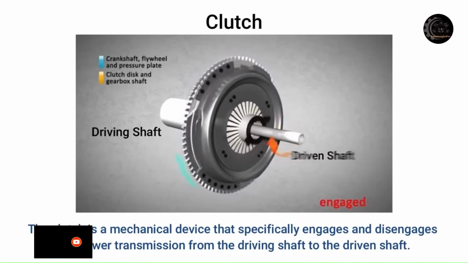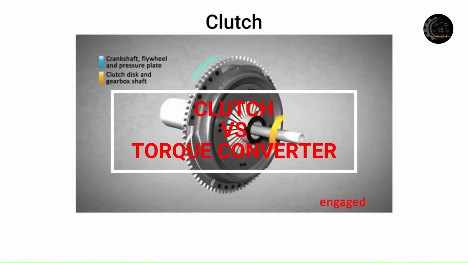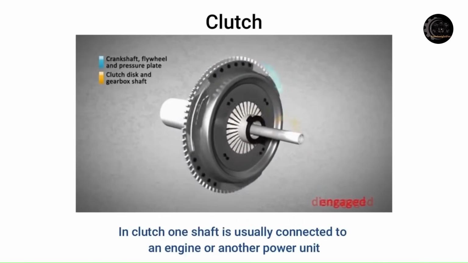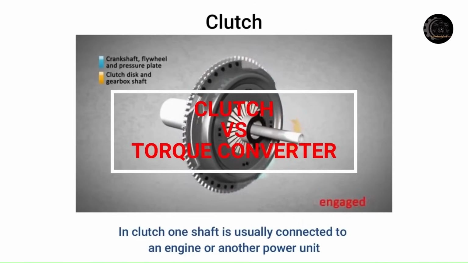Clutch and torque converter are both components used in vehicles to transmit power from the engine to the transmission, but they operate differently and serve different purposes.